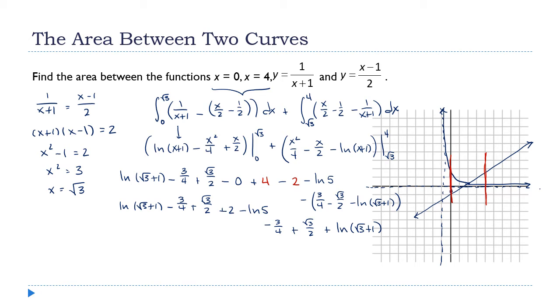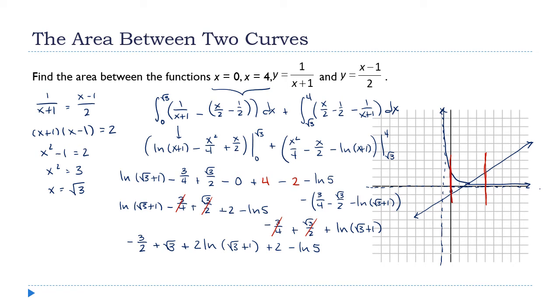So let's see. Now we can combine some things here. Minus 3/4 minus 3/4 is minus 6/4. So that's minus 3/2. Now let's keep track of what I've touched. Right? Square root of 3 over 2 plus the square root of 3 over 2 is the square root of 3. So those parts are gone. Then combine the two logarithms. This is plus 2 log square root of 3 plus 1 plus 2 minus the log of 5.